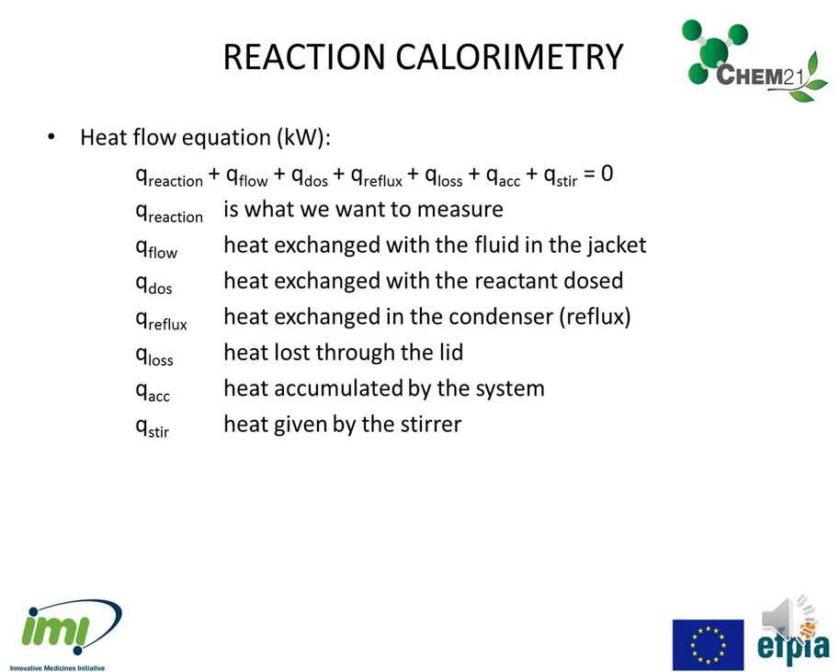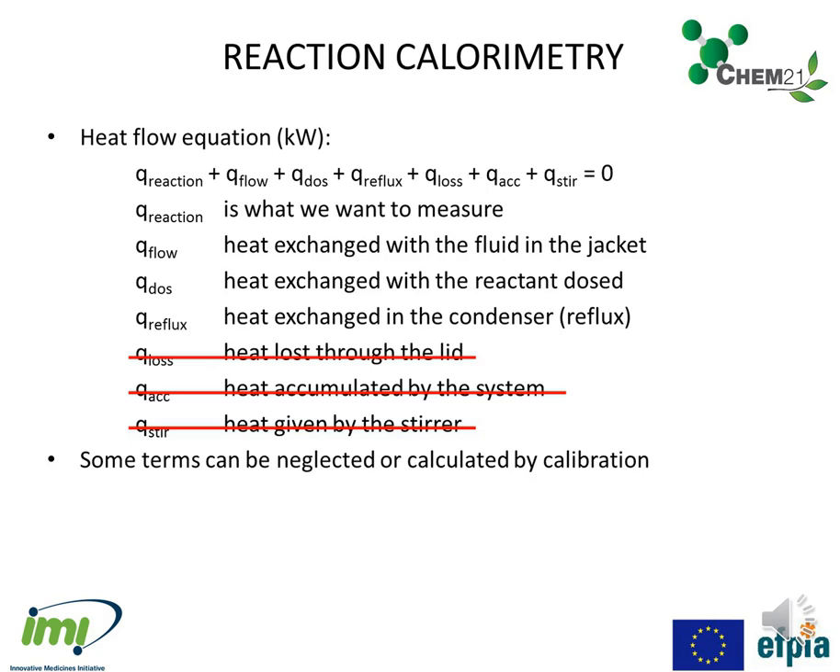If the reactant which is dosed is colder than the reaction mixture, some of the reaction heat is absorbed by the reactant, termed Q dose. If the reaction is run at reflux, the heat is evacuated by the condenser, termed Q reflux. The losses, termed Q loss, are limited to the lid. A small amount of heat is accumulated by the system and another is given by the stirrer.